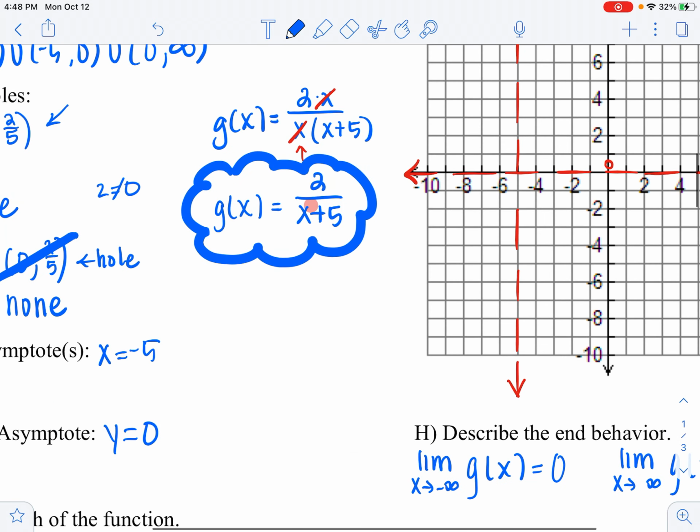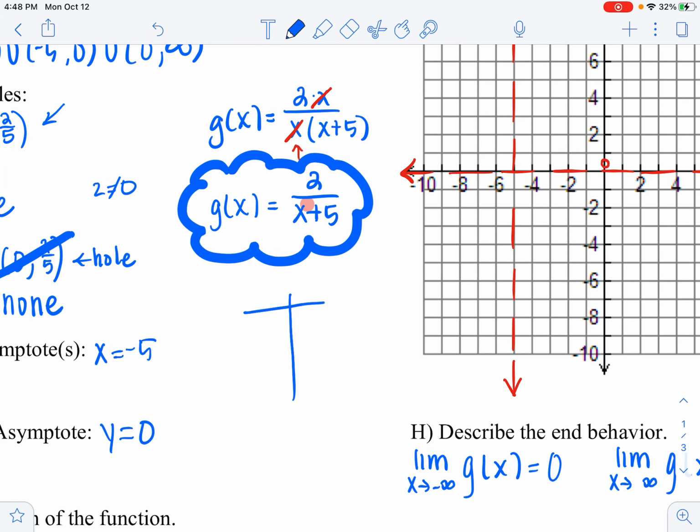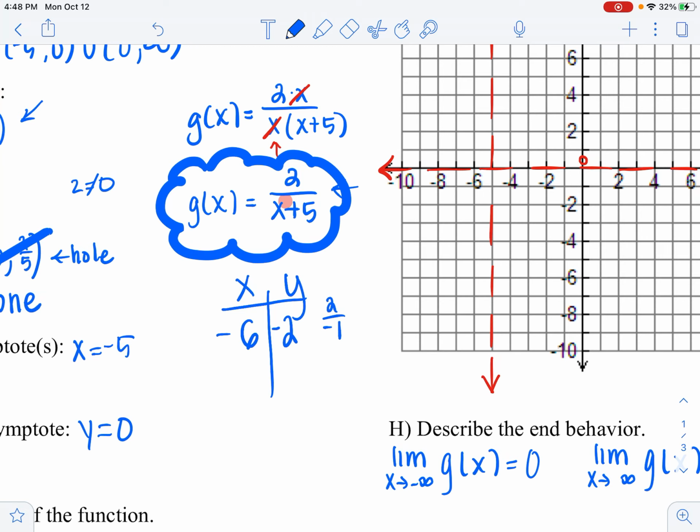So to the left of the vertical asymptote, I don't have any points, so I'm going to have to make a table. An x value to the left of the vertical asymptote, I'm going to do -6. And then once again, I'm plugging it in here. That's 2 over -6 plus 5 is -1. So that's -2. -6, -2, there's a point. And then I'm going to follow my asymptotes.